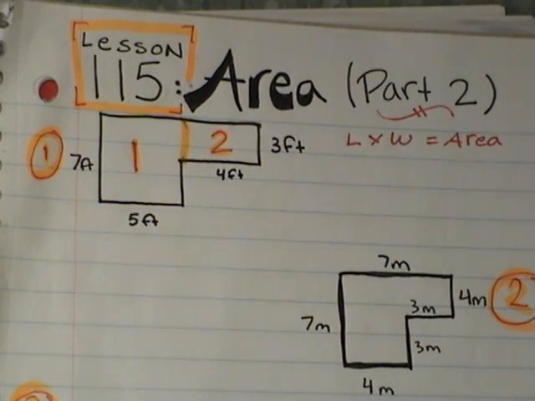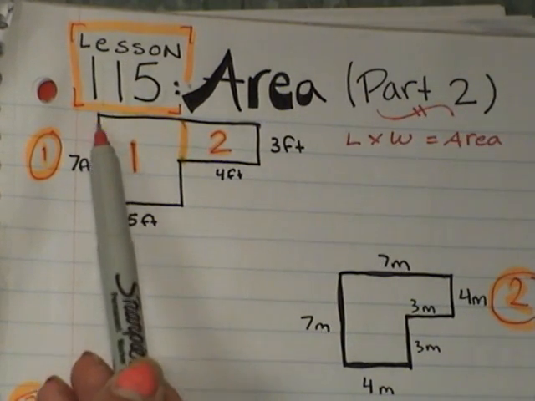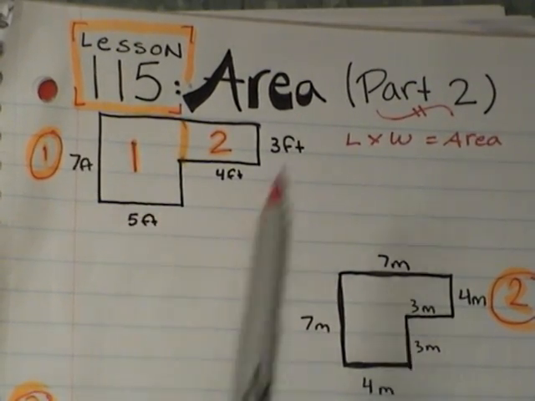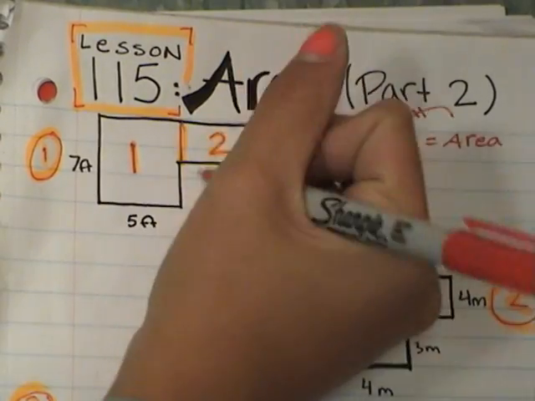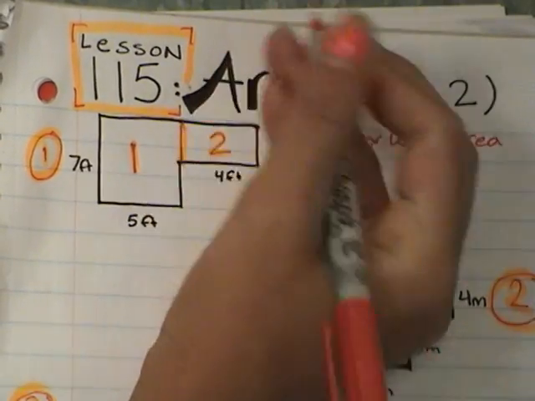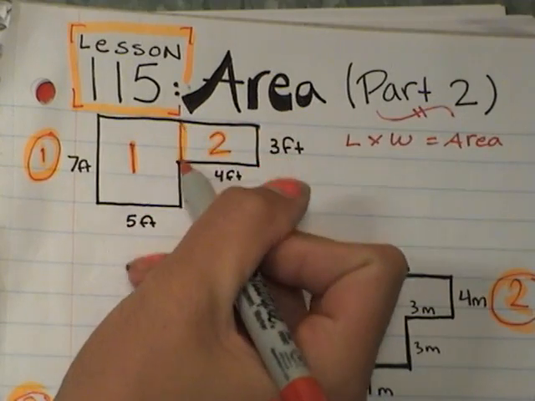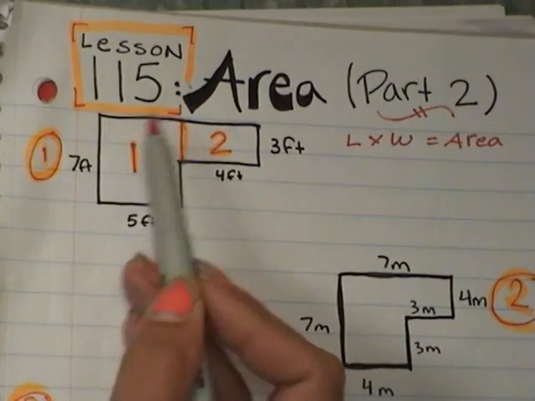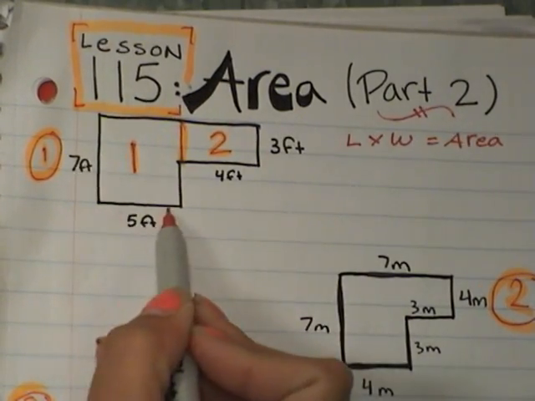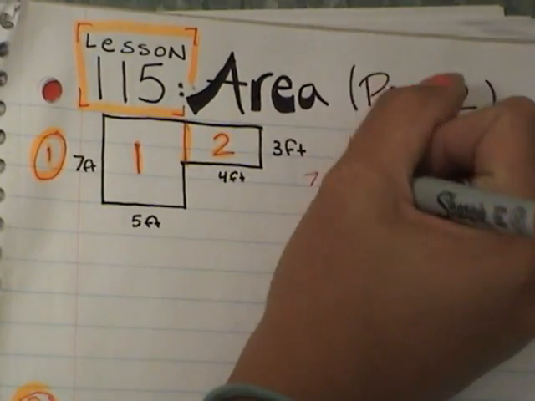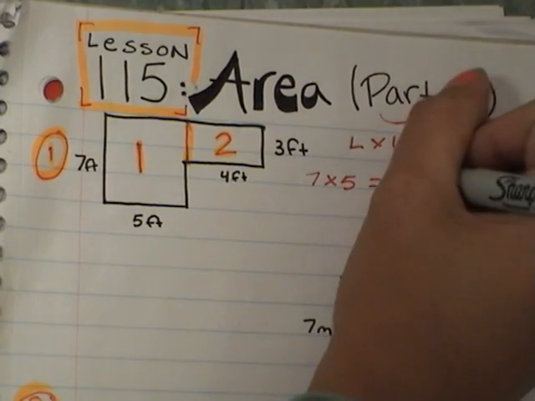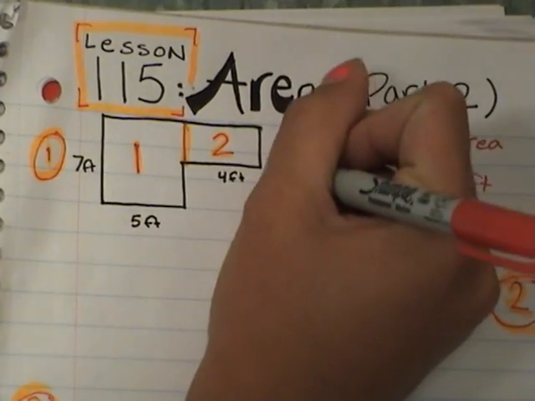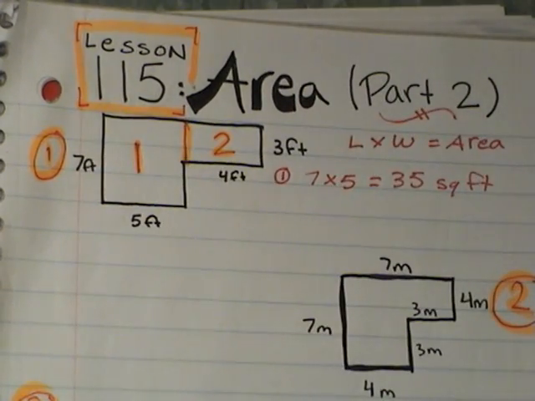So, if we look here, length, 7 feet, times width, 5 feet, will give me all of this right here. Because I've drawn this line in the middle, this is 7 because this is 7. They're exactly the same height. This side is 5 feet, so this side is 5 feet. So I can multiply 7 by 5 to give me 35 square feet. And I'm going to put a 1 right here so you know this was side 1. So I have 35 square feet.